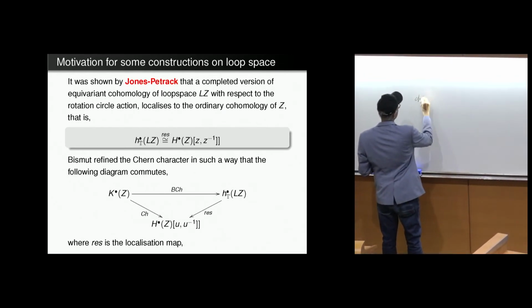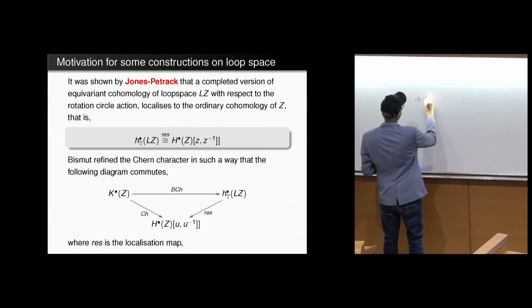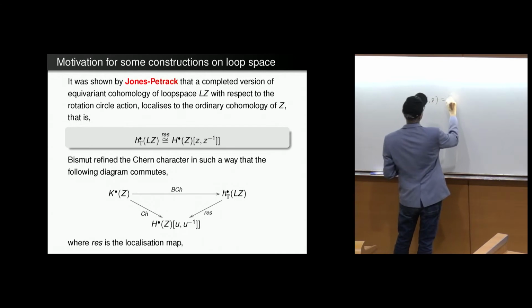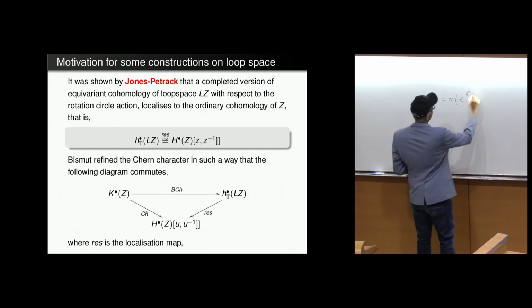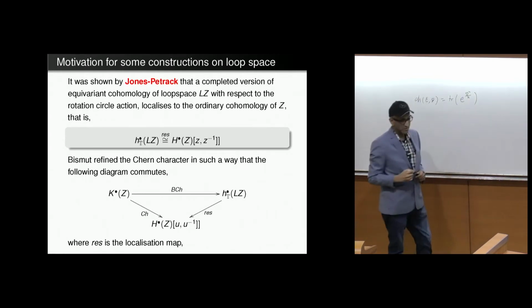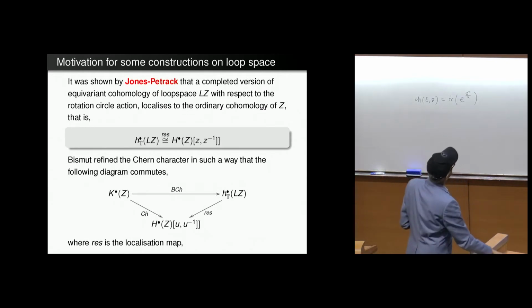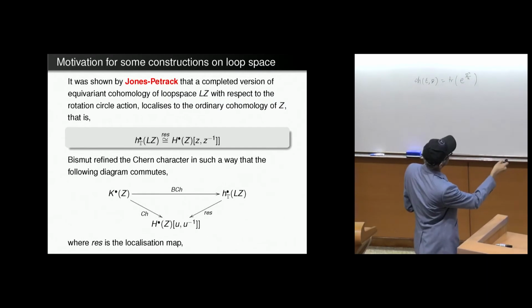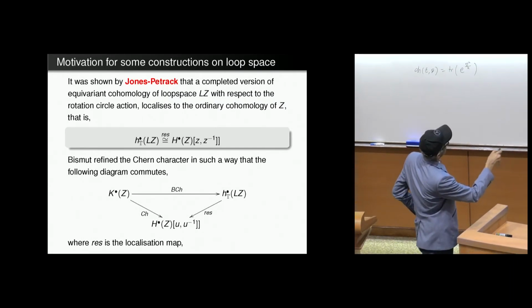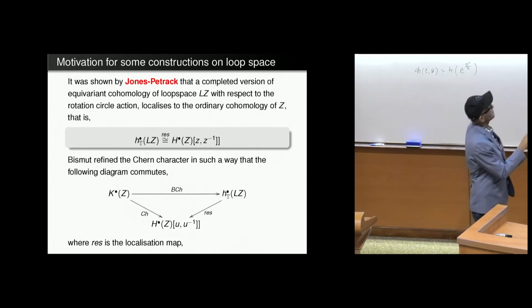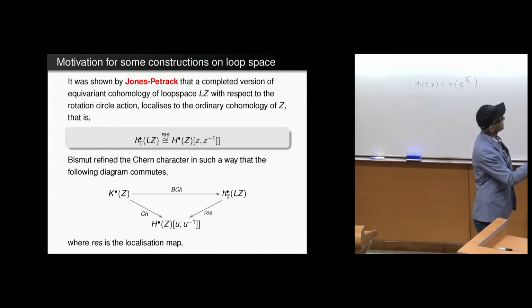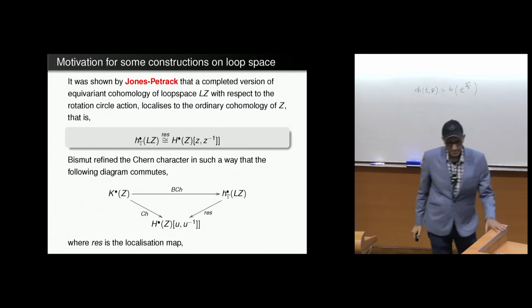The Chern character, as you saw, of say E and nabla, is the trace of E to the curvature. But now you can put a U here. So U has degree 2, and this is a 2-form, so it has total degree 0. This is the Chern character map, which encodes this. And then Bismut lifted it to an explicit equivariantly closed form, which is the BCH, the Bismut Chern character. And then you have this localization map, and this diagram actually commutes.